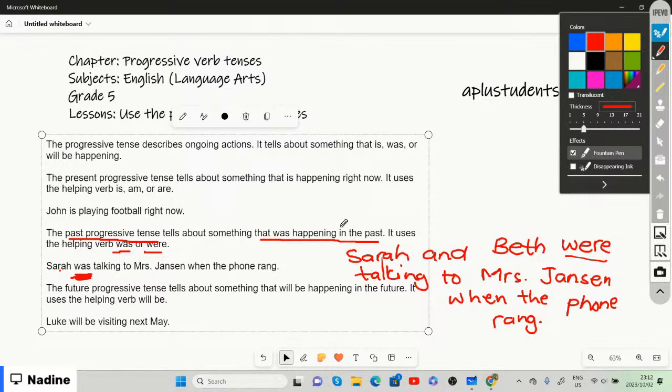But as soon as we want to make mention of more than one person who spoke to Mrs. Jansen, we say were. So even if we say the girls, meaning more than one girl, we can say they were. So Sarah and Beth were talking to Mrs. Jansen when the phone rang. And this is in the past, right? Remember, the past progressive tense describes ongoing actions that were happening in the past.